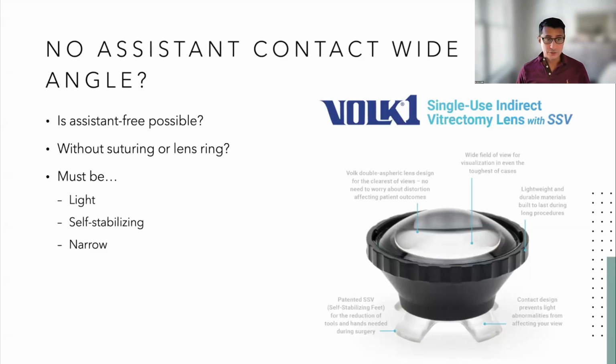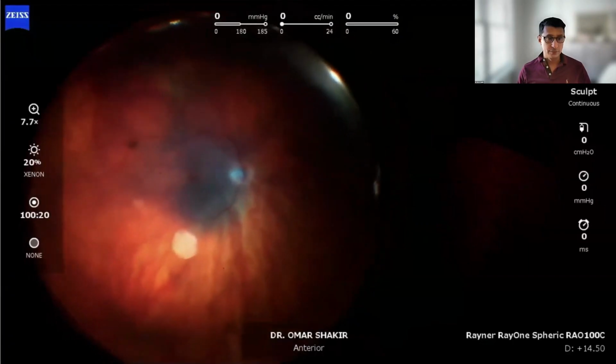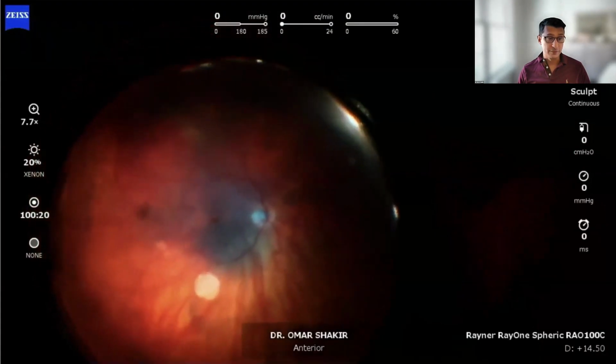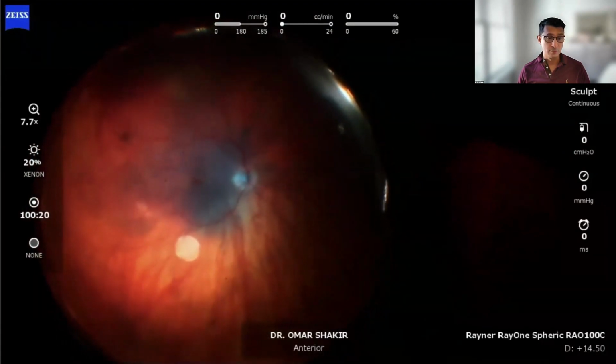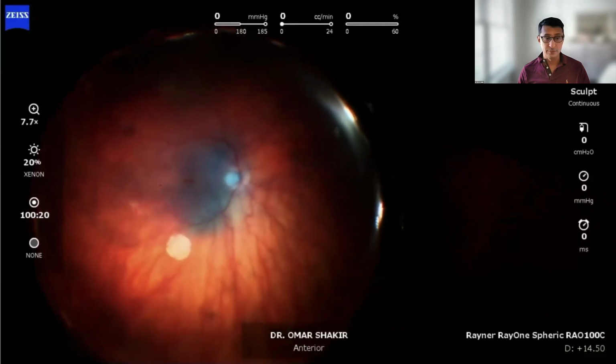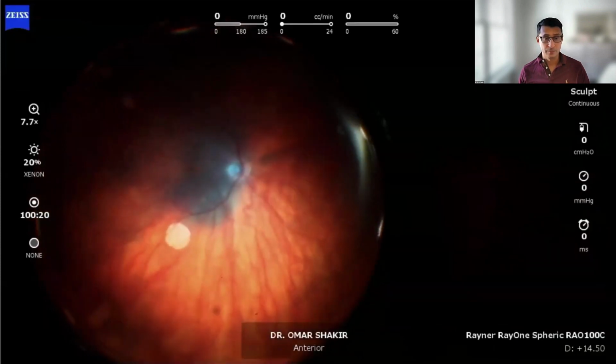So this does not require suturing, and it doesn't require a lens ring. You could do this without an assistant. And this is the view through it, a very wide field of view. You can see way out to the periphery with this lens. It's a beautiful system.